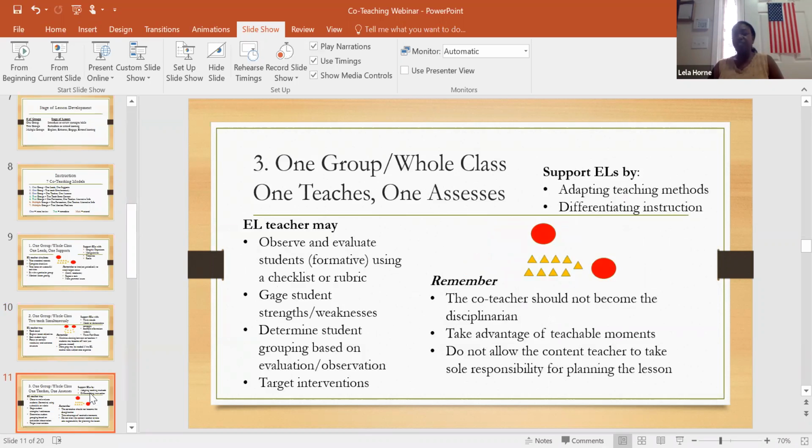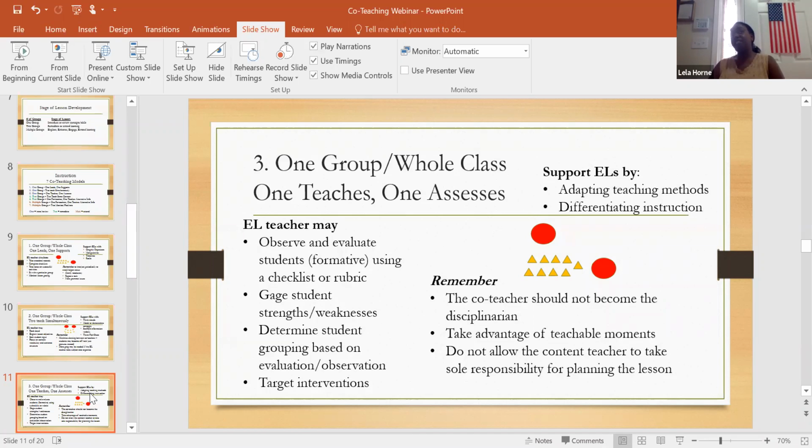One group here, again, one teacher is teaching, one assesses. This is probably my least favorite model of instruction because I feel sometimes relegated to a para role, or perhaps I'm just a disciplinarian for the day. It's important to assess. I don't want to minimize the importance of this particular model. It's simply my least favorite, and so I use it less than the others because I don't think it makes me an effective teacher, but there is a point in time where I can target an intervention.